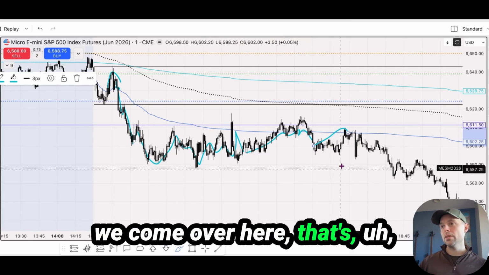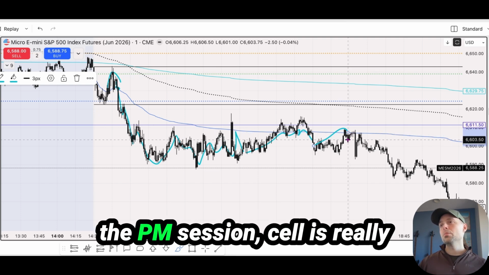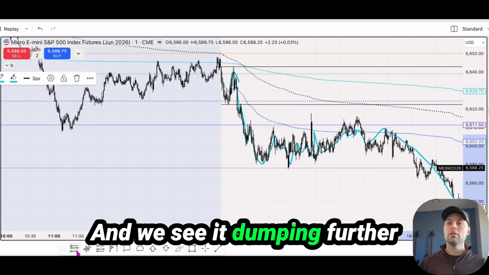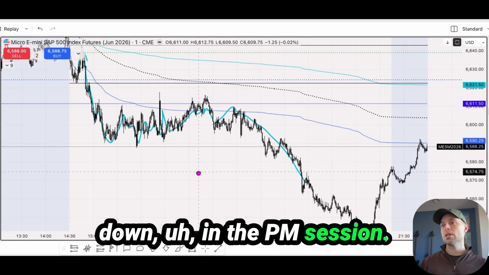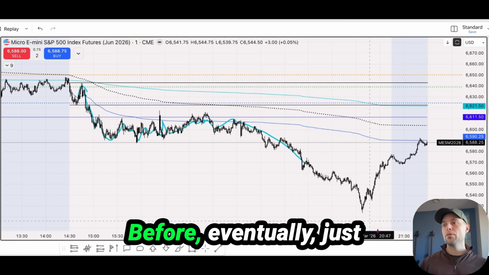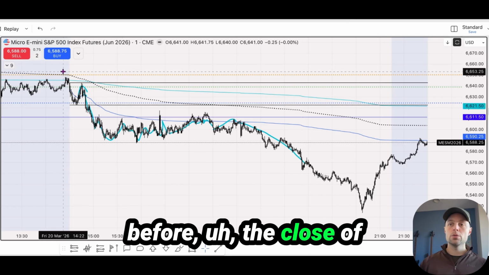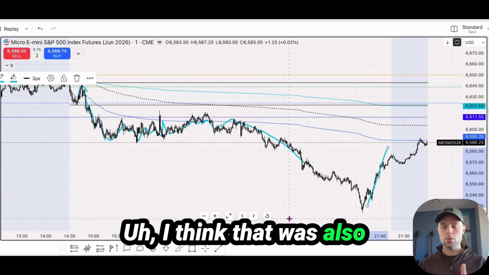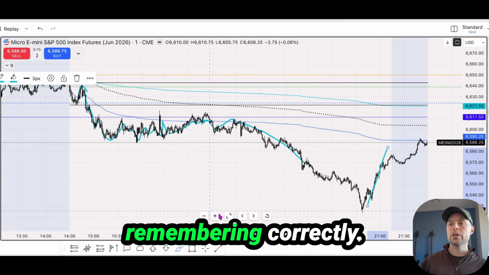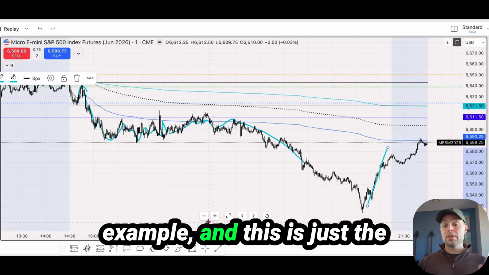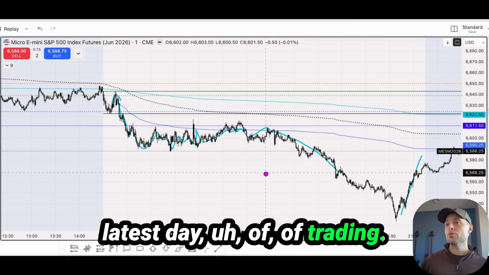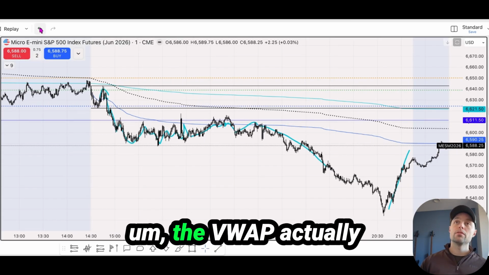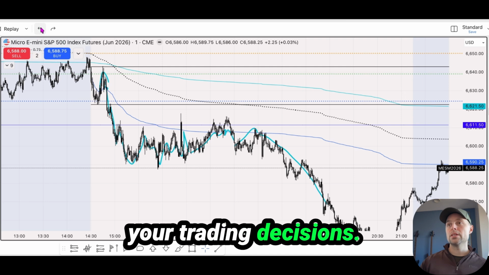And as we come over here, that's around 1 p.m., so back into the PM session, sellers really start to take control again, and we see it dumping further down in the PM session. You can see it goes all the way down here before eventually, just before the close of the session, there's a bit of a rebound up here. I think that was also news driven, if I'm remembering correctly. But this is a pretty nice example, and this is just the latest session we have, of how the VWAP actually functions to guide you in your trading decisions.